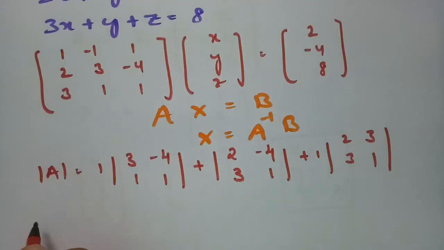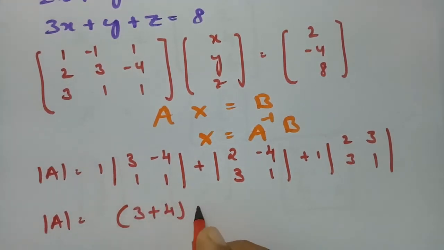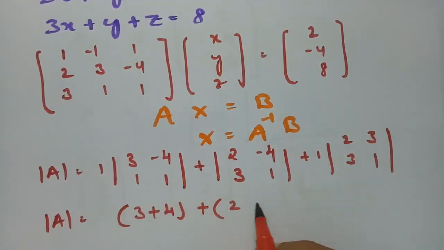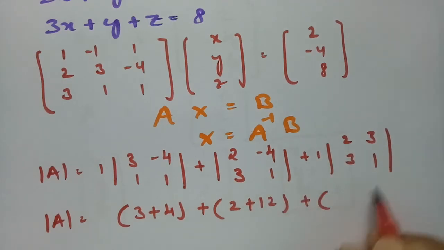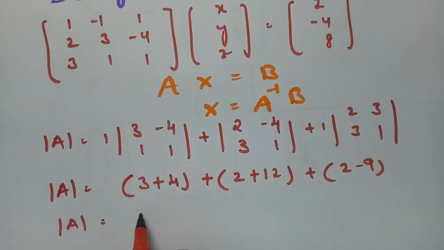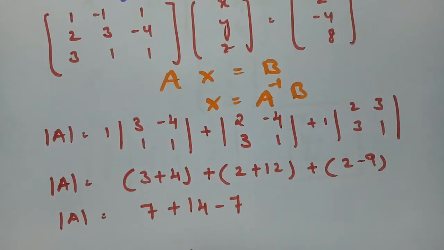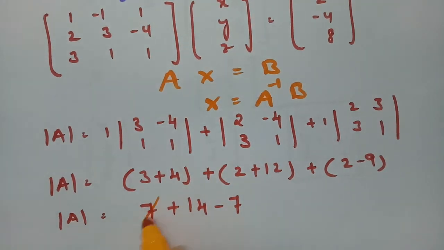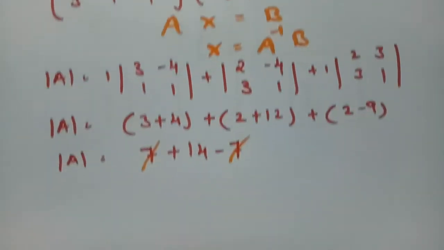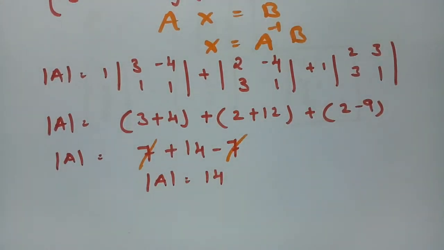So if I multiply, the determinant of A value will be 3 minus of minus 4, plus 4, and if I multiply, 2 minus of minus 12, plus 12, and this value is 2 minus 9. So the determinant of A is 7 plus 14, minus 7. If I cancel this plus 7 and minus 7, our determinant value is equal to 14.